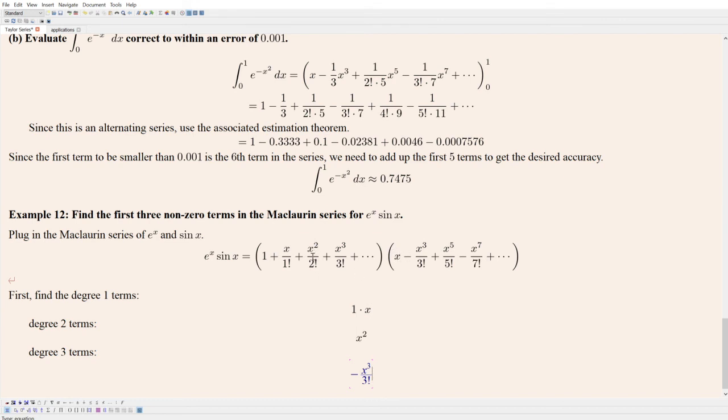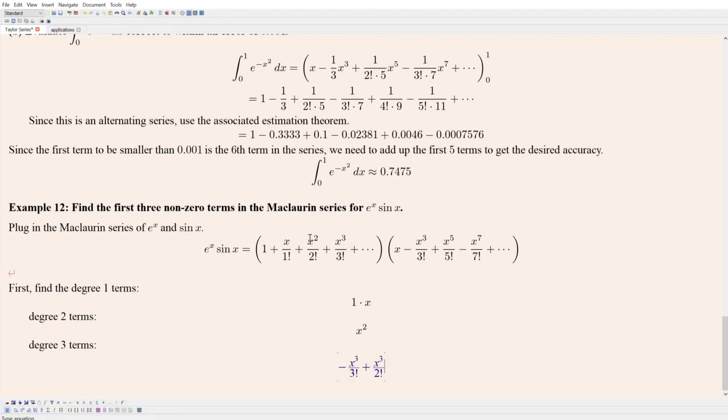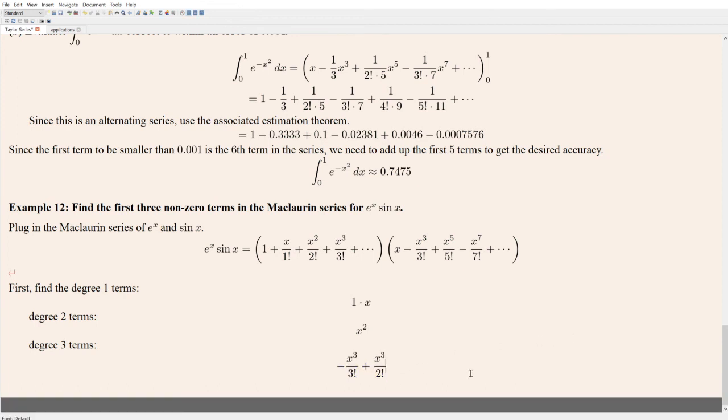So that's x squared over 2 factorial times x. So that's x cubed over 2 factorial. And since these are both degree 3 terms, I can combine the like terms. So x squared times x gave us another degree 3 term. X squared times x cubed is x to the 5th, so that's too big. X squared times x to the 5th, that's too big, and so on. X cubed times x is x to the 4th, so that's too big, and so on and so on. So there aren't any other degree 3 terms.